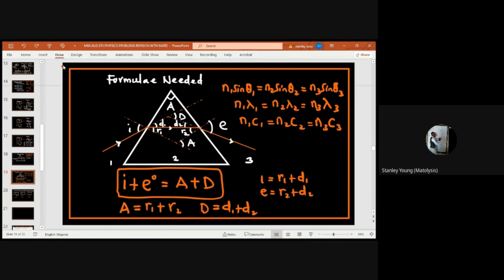And in case there is something called minimum deviation, please also note sometimes they can give you information on minimum deviation. The absolute refractive index being sine I over sine R. So at minimum deviation, I need space. Just hold on. Okay, let me take this off here to create more space.